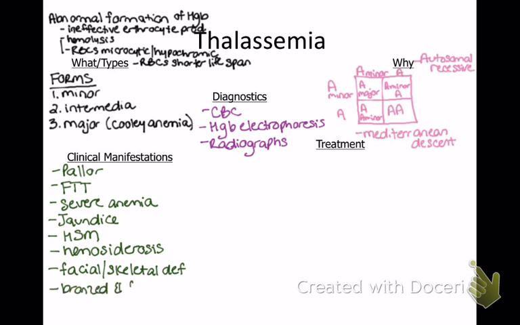And they get this very bronze, freckled skin. And that's also because of the iron overload. Most of their complications, their morbidity and their mortality, come from their severe anemia and from the iron overload because they get a lot of cardiac and hepatic complications.